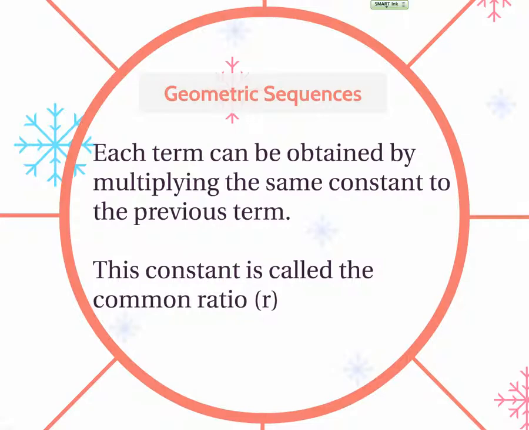And I'll explain why on the next slide, but that constant that you multiply each time is called the common ratio. So that's the big difference: in the arithmetic sequence, it was the common difference. Well, when we work with geometric sequences, that thing that we keep multiplying is called the common ratio.